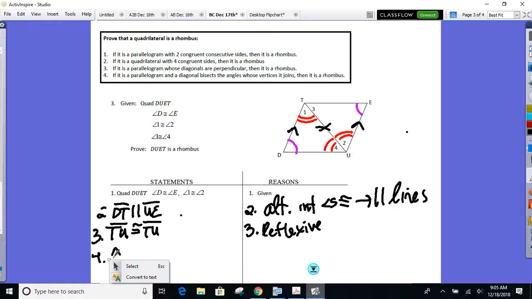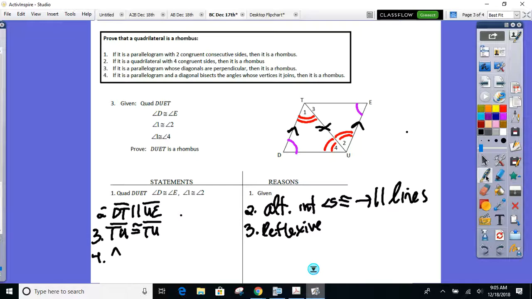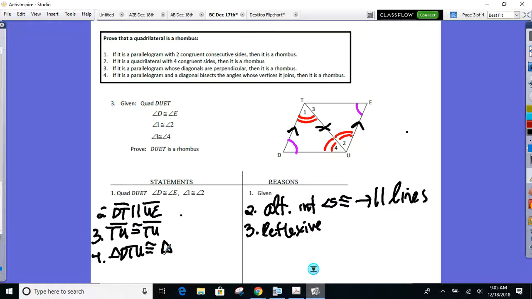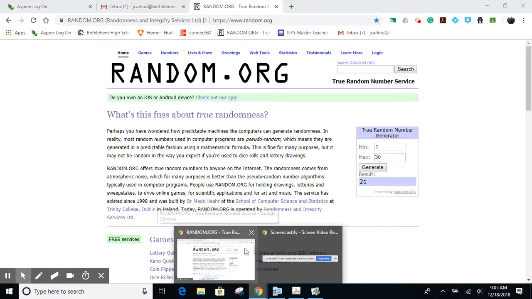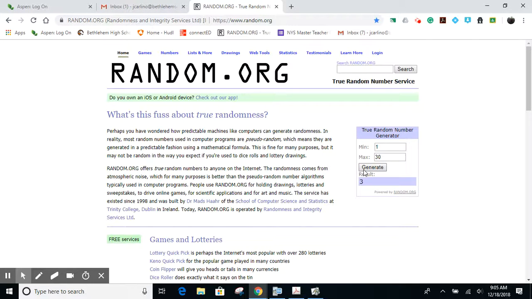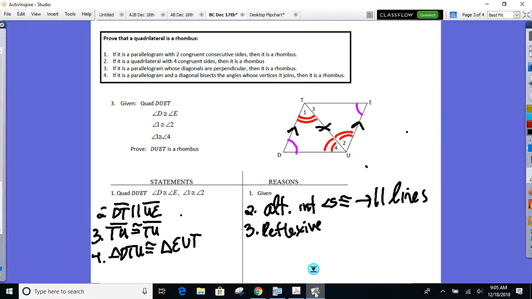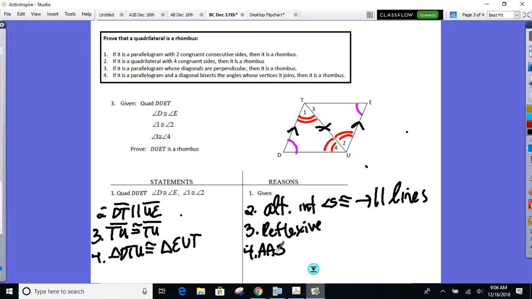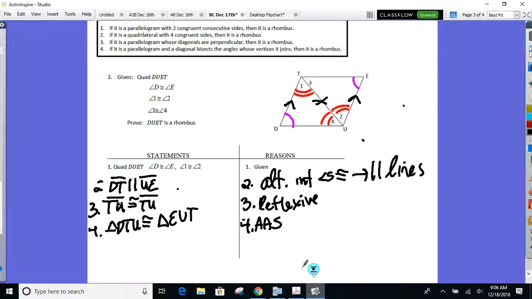So triangle DTU congruent to triangle EUT. Okay, then what method? Don't say anything. Three, what method? Angle, angle, side. That reflexive side is not in between, so. Why did I want the triangle? So I could say CP, CTC, what two sides now? DT and EU by CP, CTC.